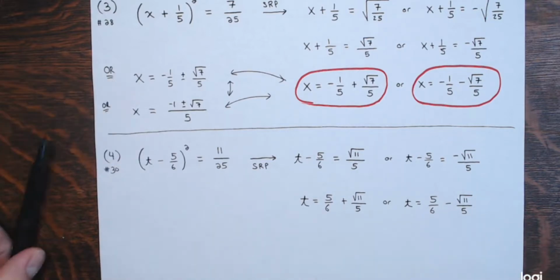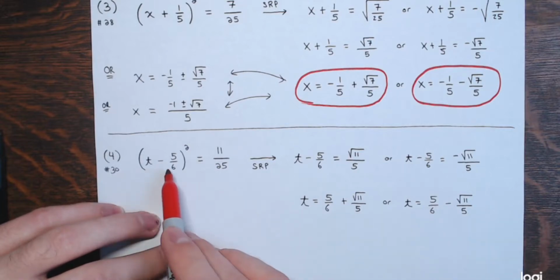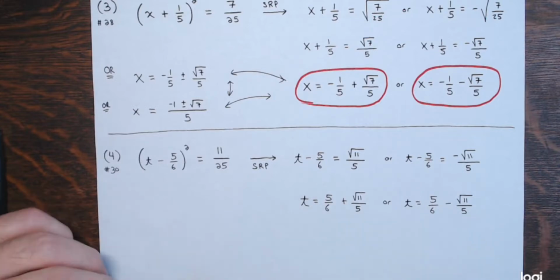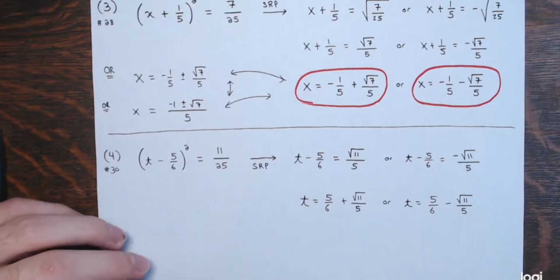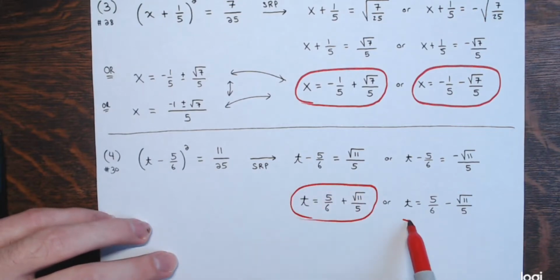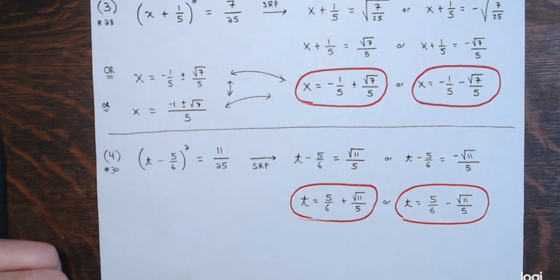And again, I leave it to you to check, but I'm telling you right now, when I plug both of these in for t, the 5/6 would go away because of the minus 5/6, and then you square these: the square root of 11 over 5 squared would be 11/25. So both of these would work. And again, you can use the calculator like I did with question 2 if you wish. Great.